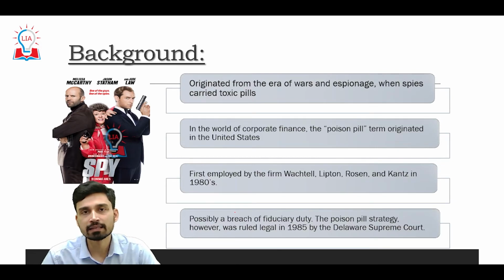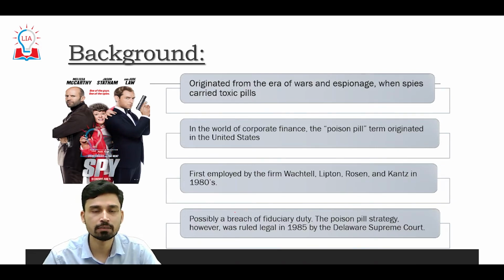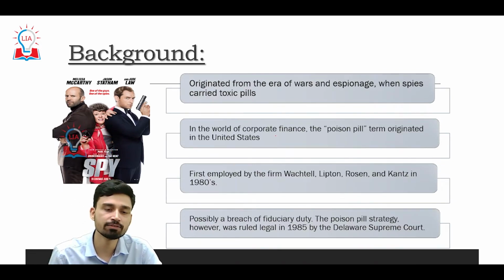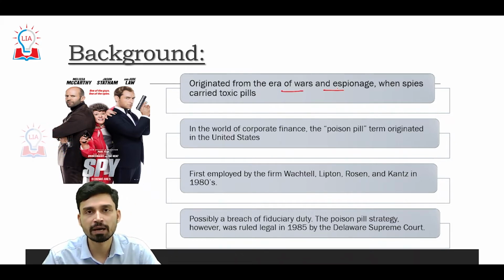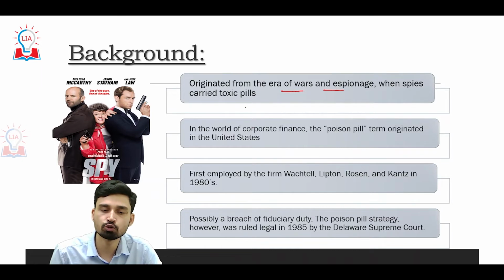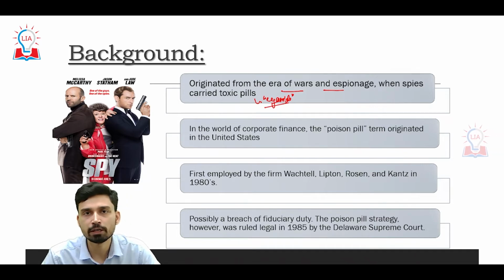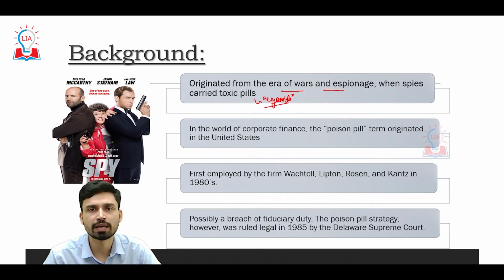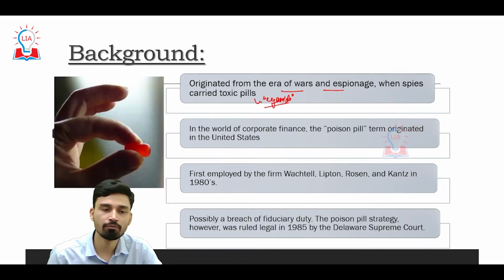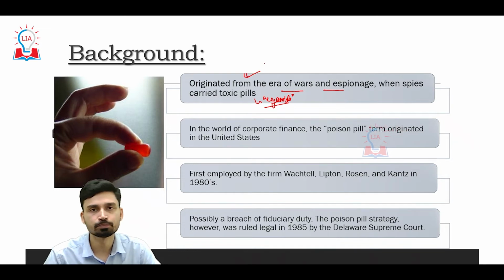Now, looking at a slight background of the term poison pill. Poison pill derives from the eras of war and espionage, when spies always carried toxic pills. The most common one was cyanide, because they thought that if they were caught in a foreign country, it was better to die by consuming the cyanide pill than to get tortured and spill out the secrets. That is where the term poison pill has come into practice.